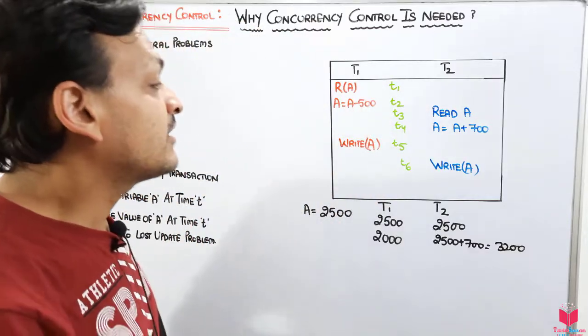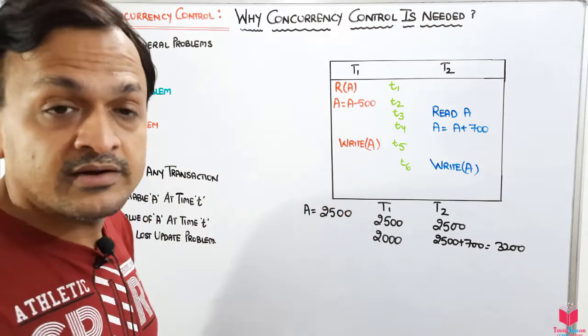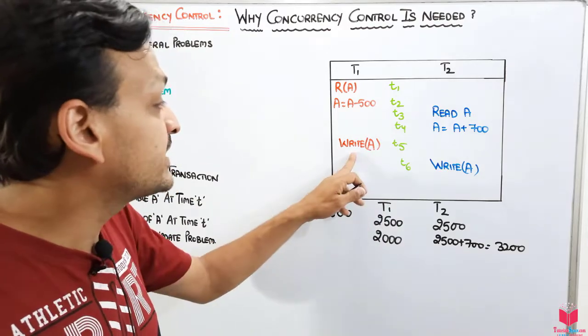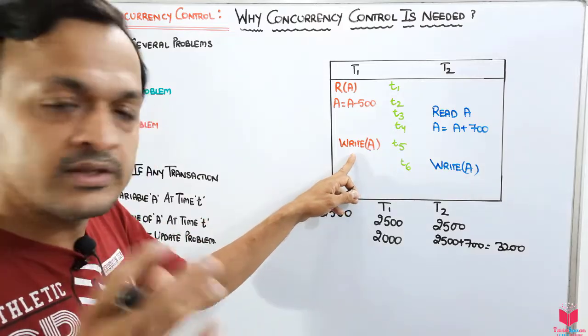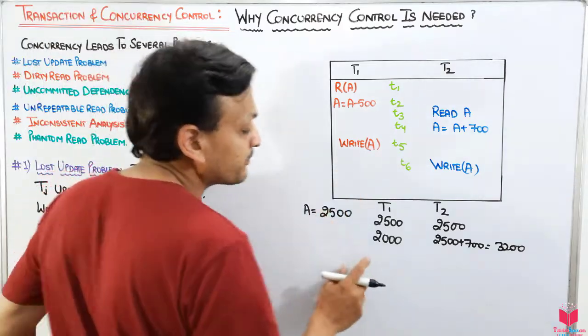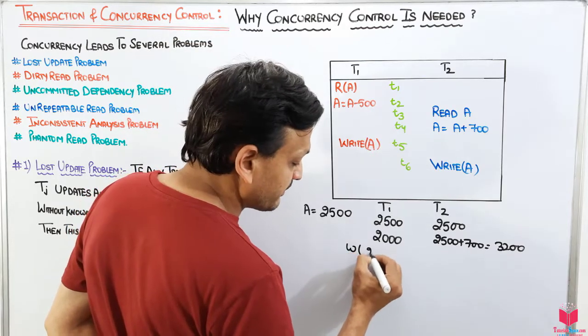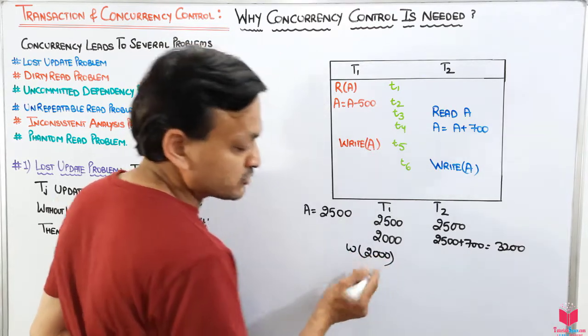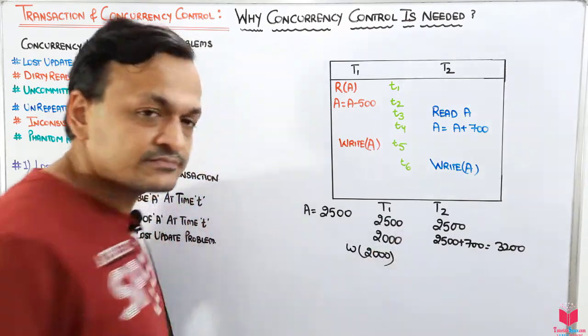After that, at time t5, transaction T1 writes the value of A. That means it is updating the value of A in the database, or in the temporary variable right now. So what will the value of A be? At that write, it will be 2000, which will be reflected to this variable as well.